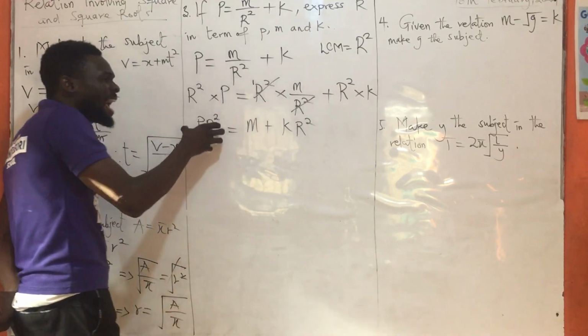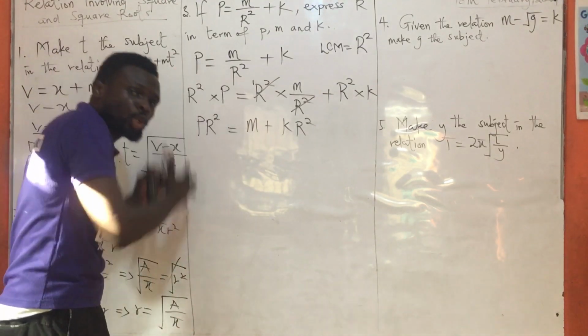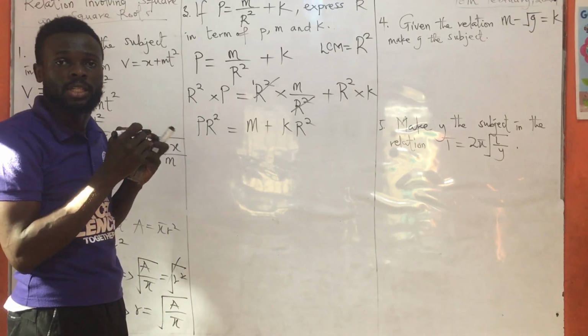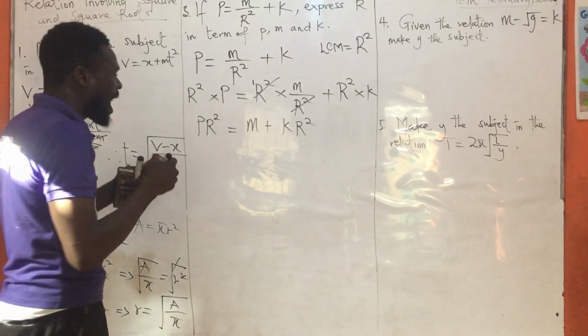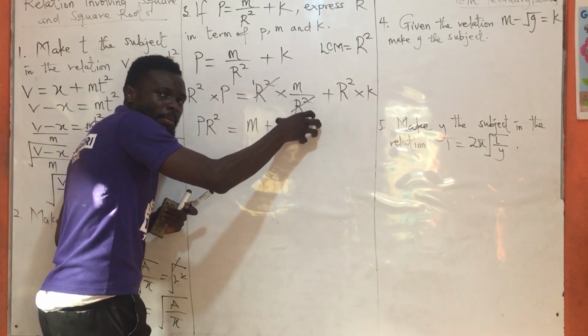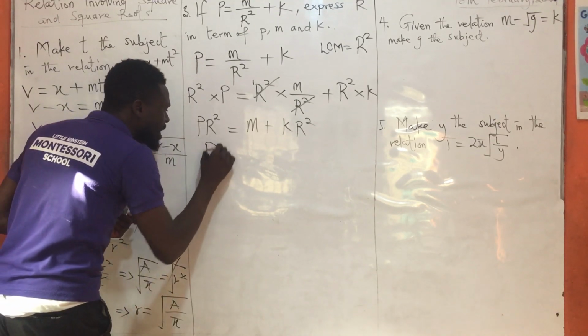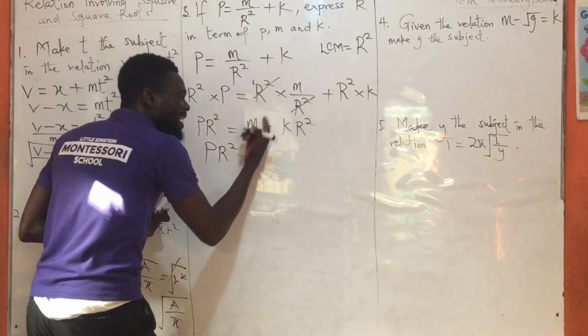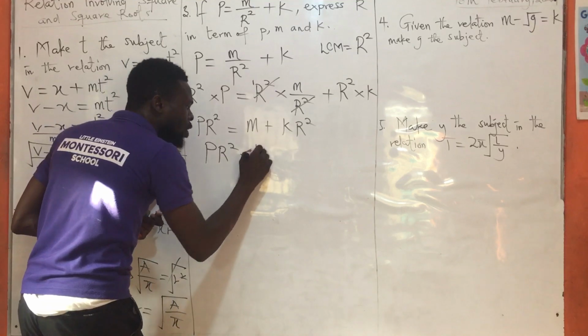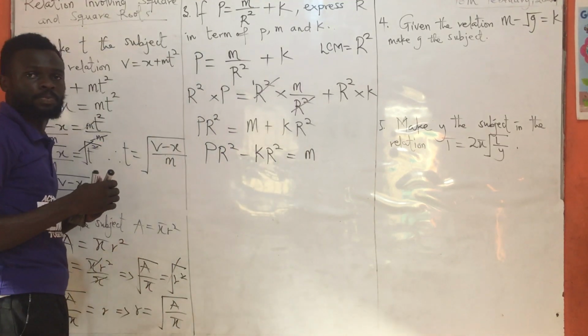So all the terms with the variable we are interested in should be grouped at one side of the equation. That is what we said. So I have r here, so let this term join this term here. So this is going to give you pr squared. When this term joins, it becomes minus kr squared, which is equal to m.